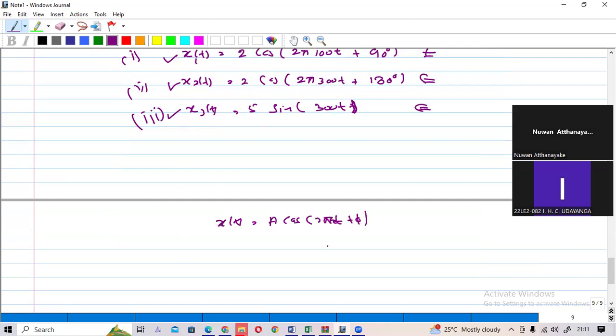Now, if you consider a sinusoidal signal, as I told you, x(t) = A cos(2π f t + φ), this f is the frequency. That is the only frequency this signal has. So this signal is a one frequency component. Single frequency is normally called a tone. This is a one tone signal. Only one frequency is there.